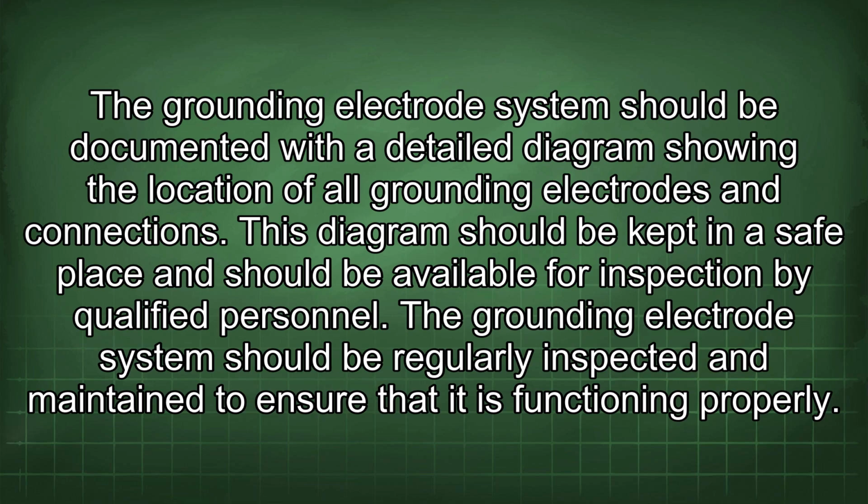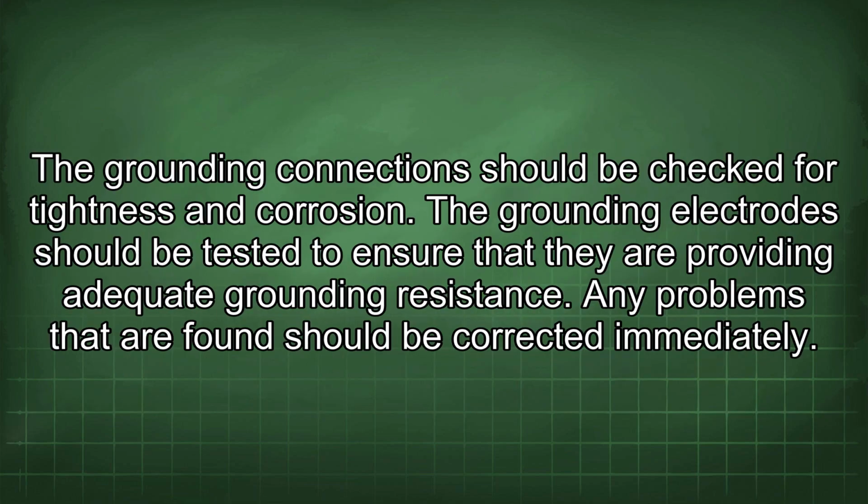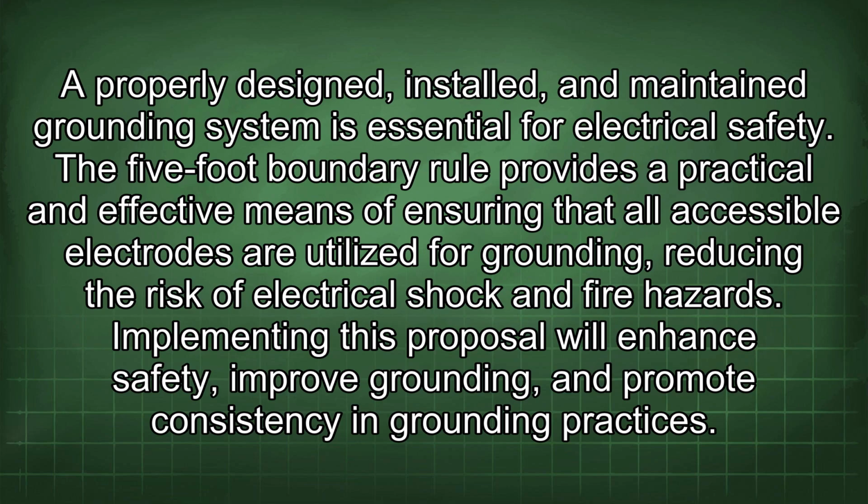The grounding electrode system should be regularly inspected and maintained to ensure that it is functioning properly. The grounding connections should be checked for tightness and corrosion. The grounding electrodes should be tested to ensure that they are providing adequate grounding resistance. Any problems that are found should be corrected immediately. A properly designed, installed, and maintained grounding system is essential for electrical safety.